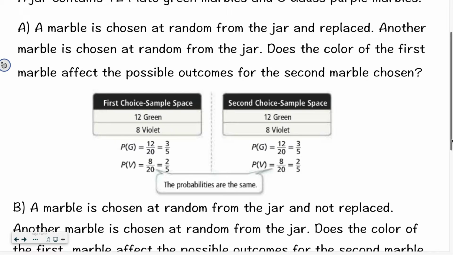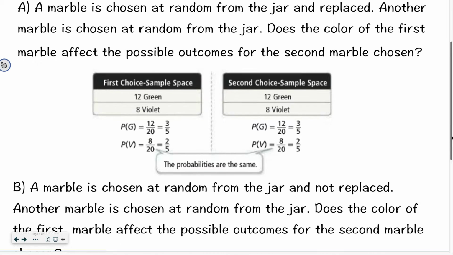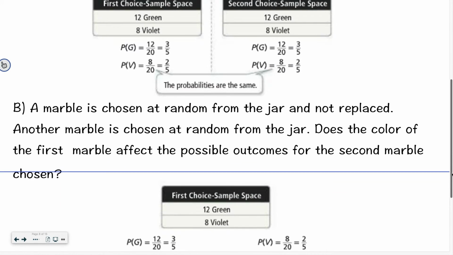Well, if I took something out of a bag and I put it back in and pulled from that same bag, I'm pulling from the same stuff each time. Like if I drew out a green marble the first time, I put that green marble back. So on the second draw, I still have 12 green marbles. So that means that the probabilities are the same. When you have independent events where you replace items, the probability is going to remain the same.